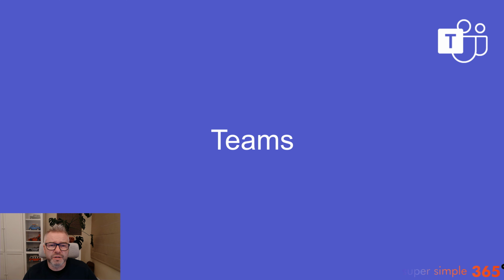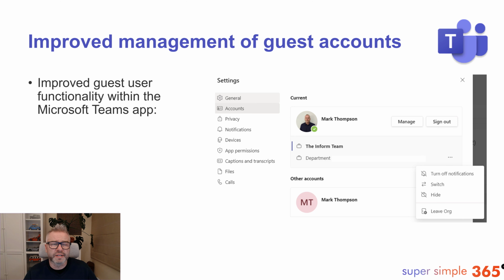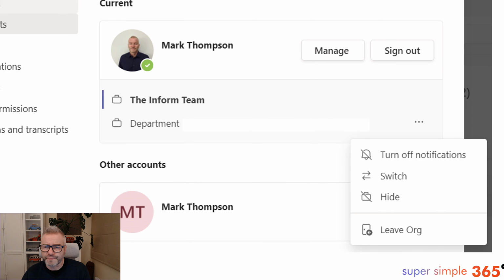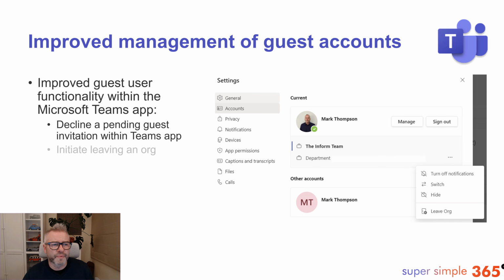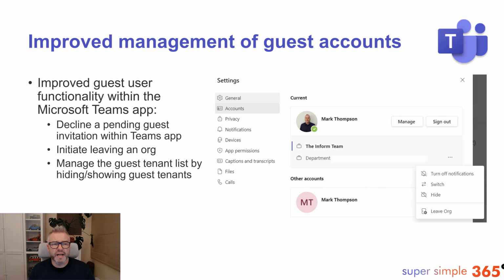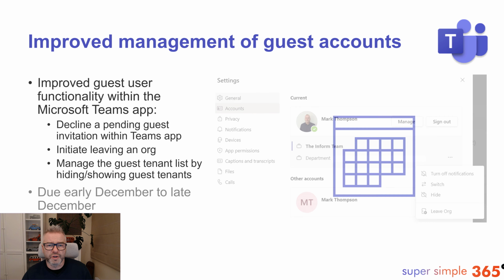Now we are on to Teams, so we've got quite a few things here. So the improved management of guest accounts. So let's have a closer look at what we've got going on here. You can see here that we've got other accounts. You can see that I've had to just mark out some of that client's details. But here we can turn off notifications, we can switch to it, we can hide it if we want to, we can leave that organization. You see on the screen there the ability to decline a pending request, initiate leaving an organization, and manage the list of orgs that you have got.